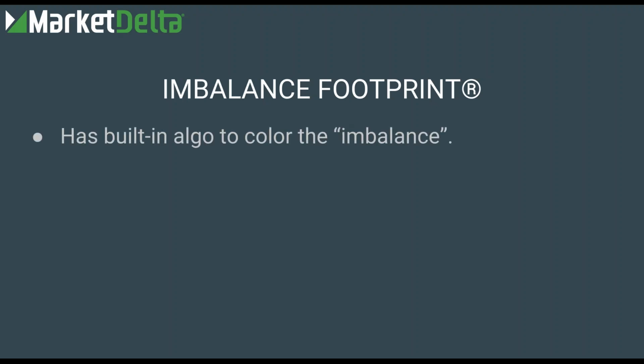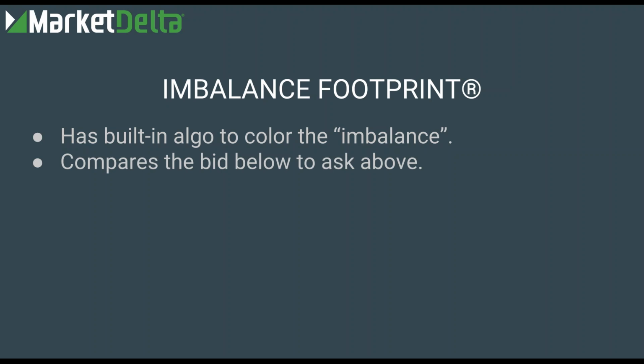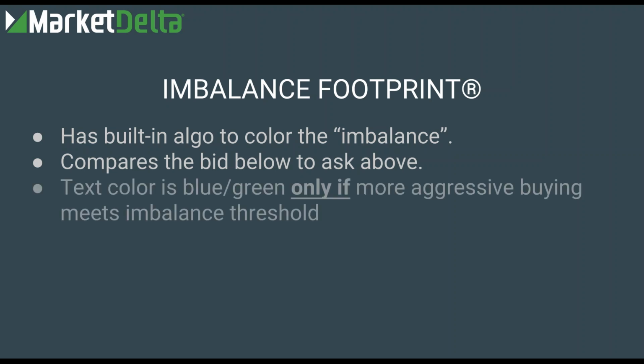The imbalance footprint, like I said earlier, has a built-in algo, and that colors the imbalance. I'll show you when we look at the footprint in a moment, but it doesn't compare the bid and ask in line, meaning at the same price. It compares the bid price below to the ask price above. And that's really how the algo works. So it's just comparing the bid traded volume to the ask traded volume above. And we'll look at that.